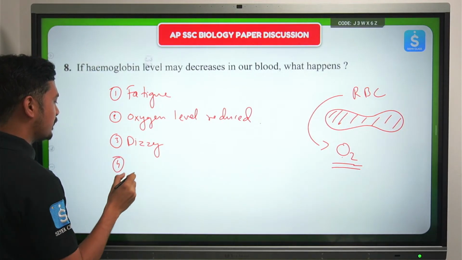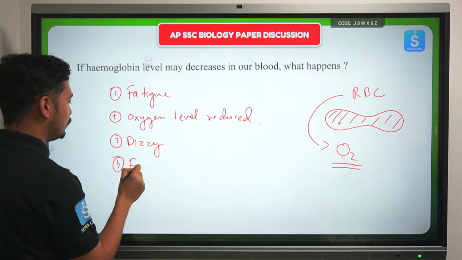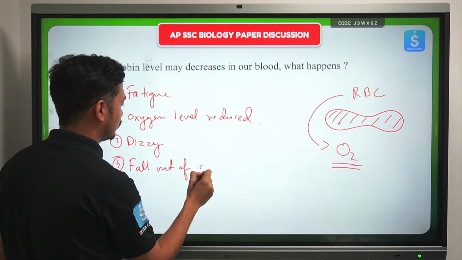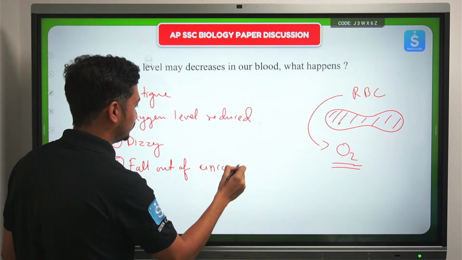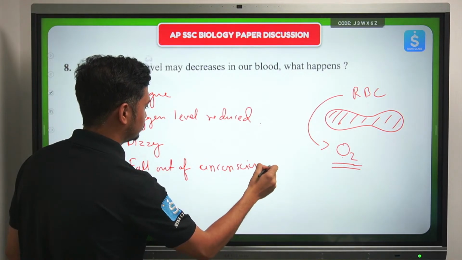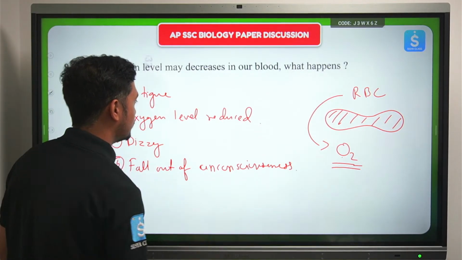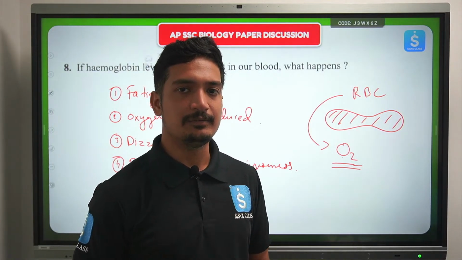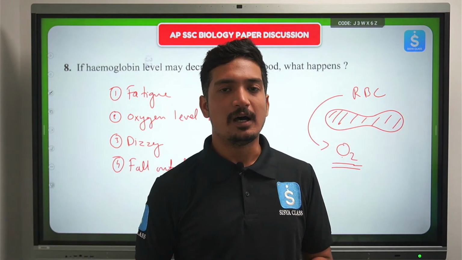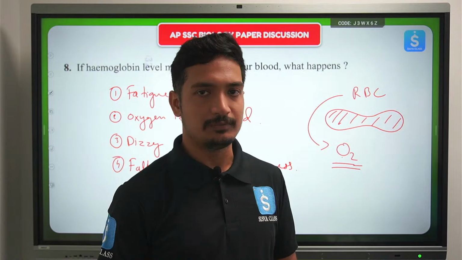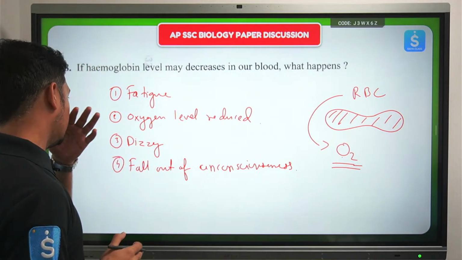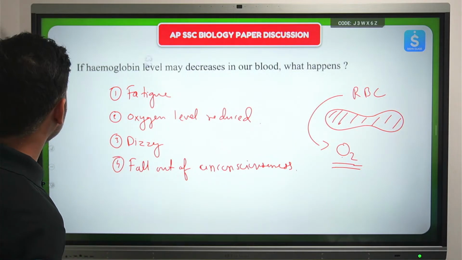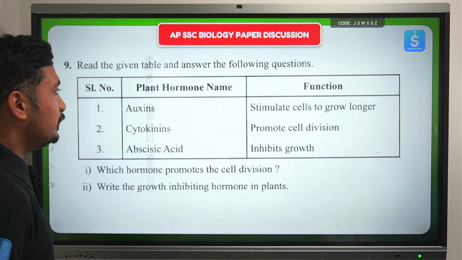Fourth one, we can say that we can also fall into unconsciousness. Okay, so all of these things are the symptoms that a person can face if the amount of hemoglobin is reduced in the RBC of the blood. Okay, I believe this is clear. If you elaborate all of these points nicely, then you will get all the points. Okay, moving to the next question now.